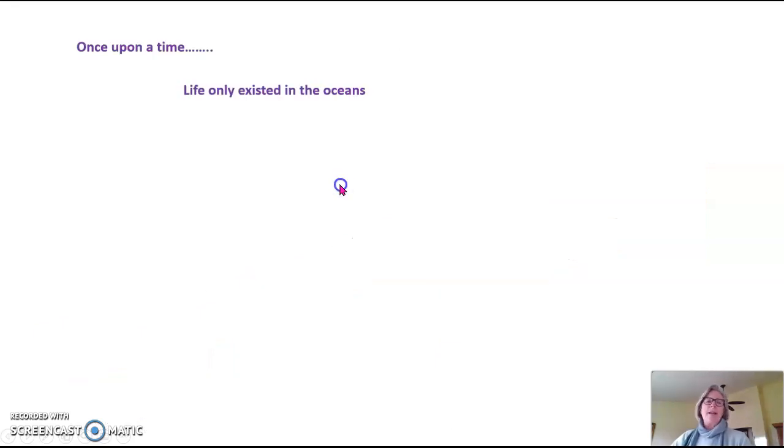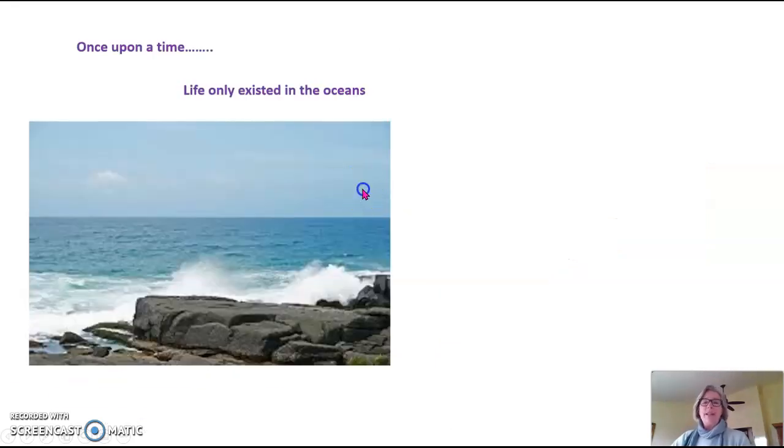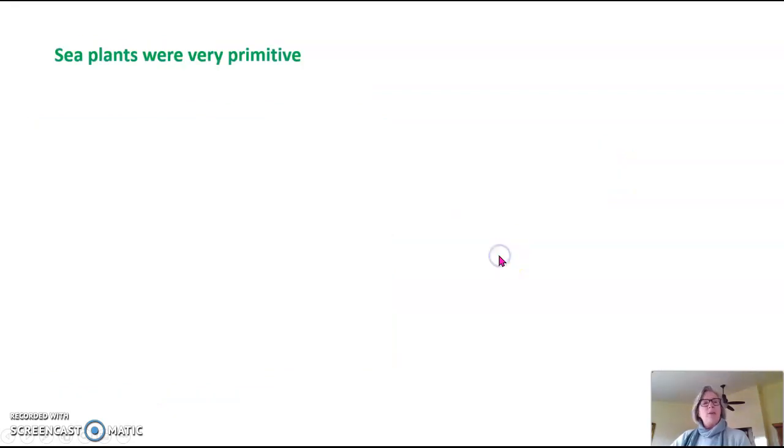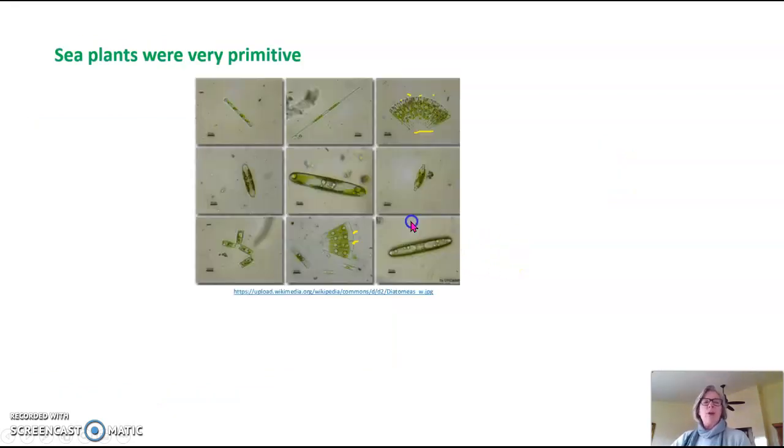So once upon a time, life existed only in the oceans. There wasn't any soil on dry land, there was only rocks. Soil is composed of decaying plant material, and there were no land plants. The only plants were in the ocean. So those original sea plants were very primitive.